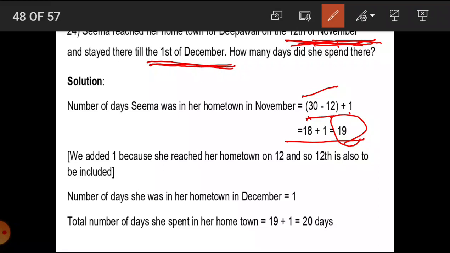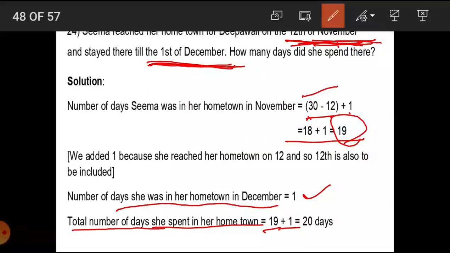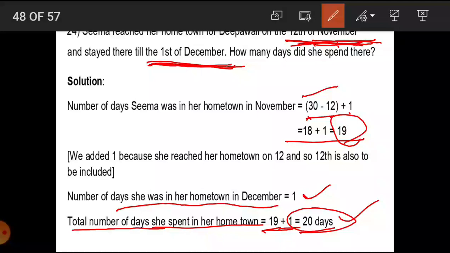Now after that you will see on 1st of December. So in the month of December how many days was she there? Only 1 day. So the number of days she was in the hometown in December is 1 day. That means total number of days she spent in the hometown is 19 in November and 1 day in December. So 19 plus 1 is 20 days. So for 20 days she was in the hometown for the celebration of Diwali festival. Okay? Is it clear to everyone?